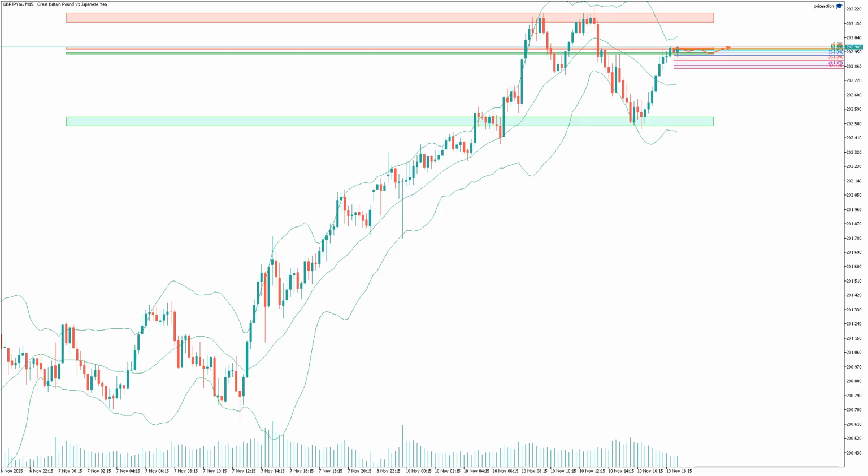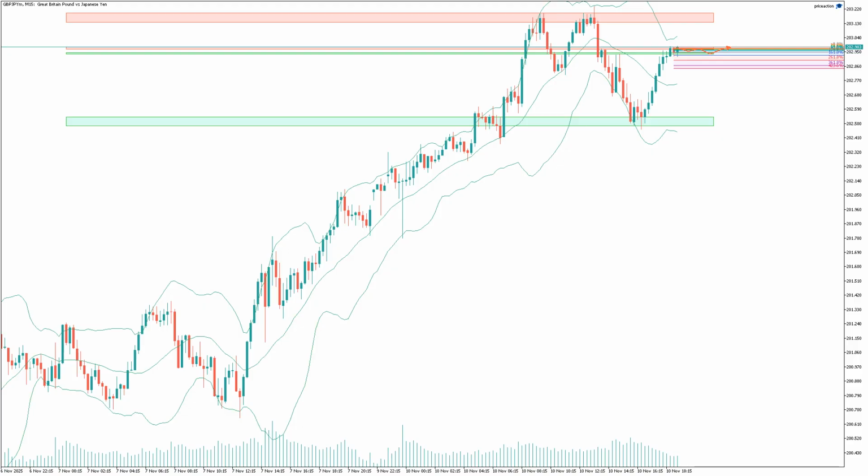This repeated rejection at these levels, with highs touching or nearing 202.98, indicates a strong area of selling interest, making it a critical resistance zone. The range between 202.969 and 202.981 effectively captures this significant selling pressure.